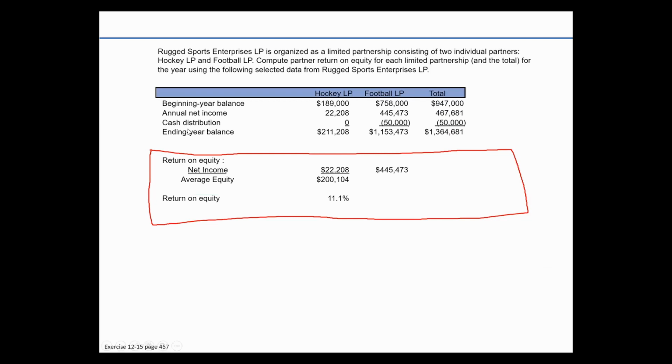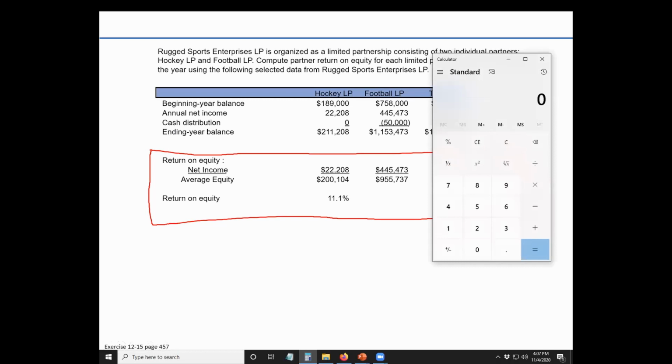So we could do the same thing for Football LP. So we have that the annual equity is $445,473, and then we take the average, which is $955,737, and so we take that, we divide. We get that, and it comes to 46.6%.